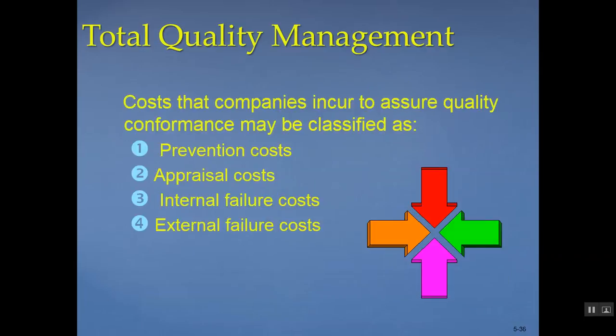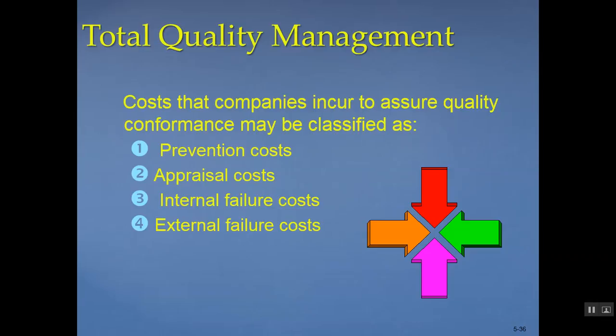There are four broad categories of quality controls: prevention costs, appraisal costs, internal failure costs, and external failure costs. Prevention costs and appraisal costs are voluntary costs to control quality. Internal and external failure costs are costs to correct quality failures. Voluntary costs and failure costs move in opposite directions.